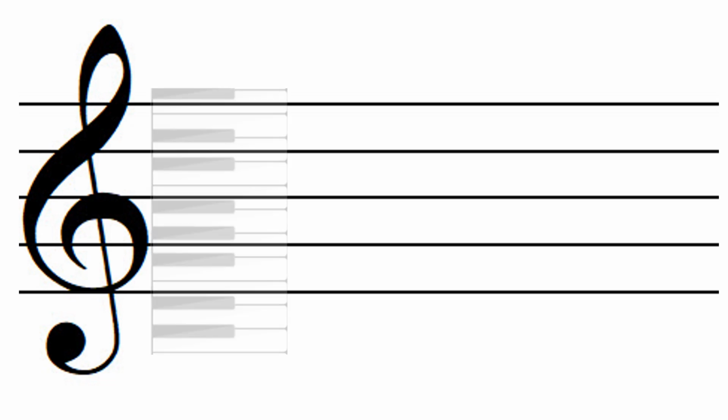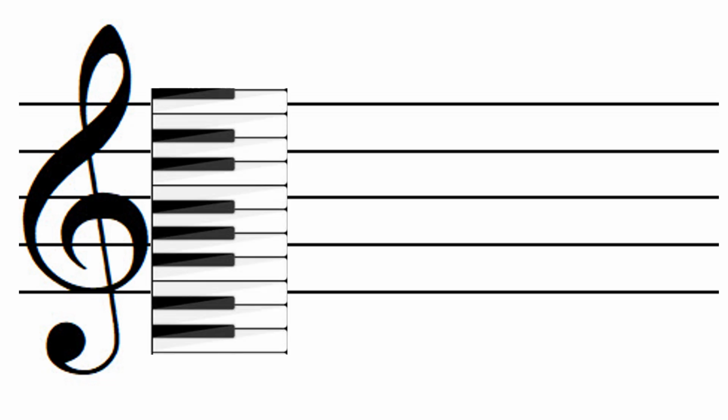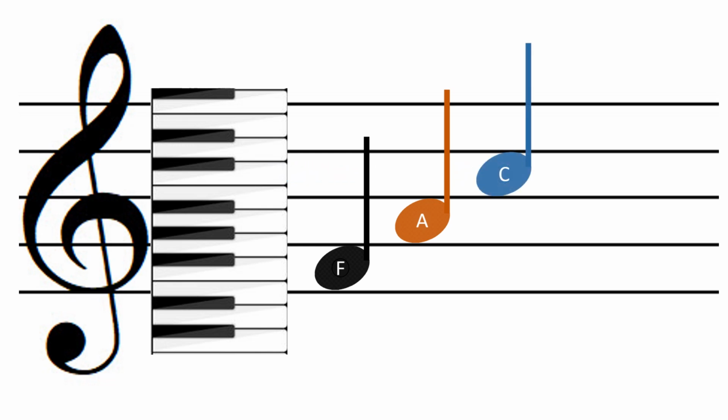And here is the treble clef sat on the stave. So I'm going to overlay a keyboard over the top of the stave to make things a little bit clearer. So on the bottom space here, we have F. The second space up is A. The third space up is C. And then the very top space is E.